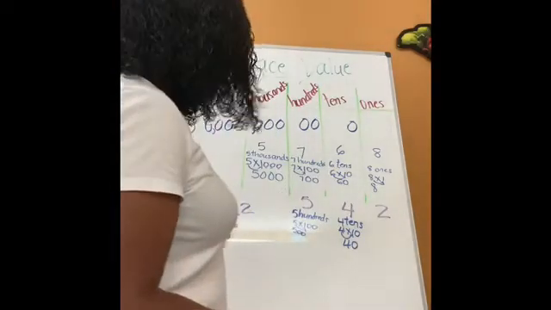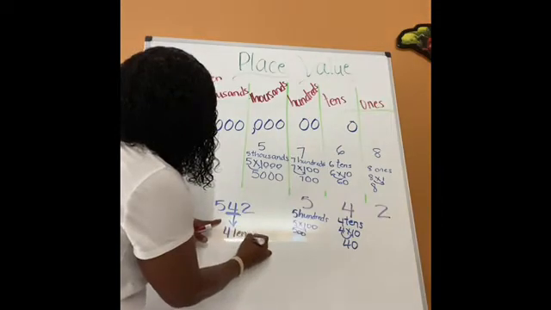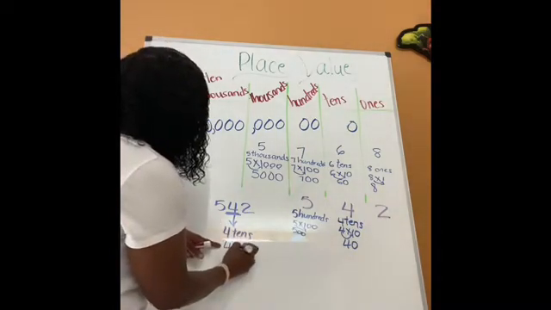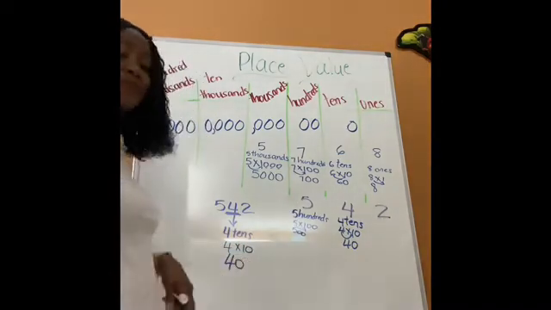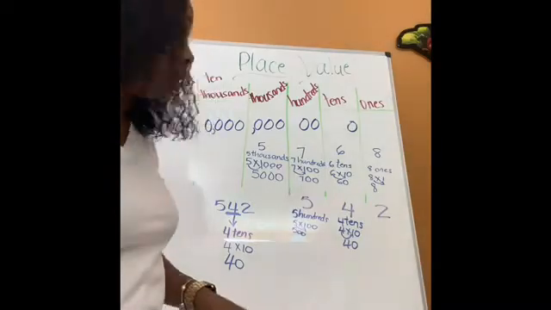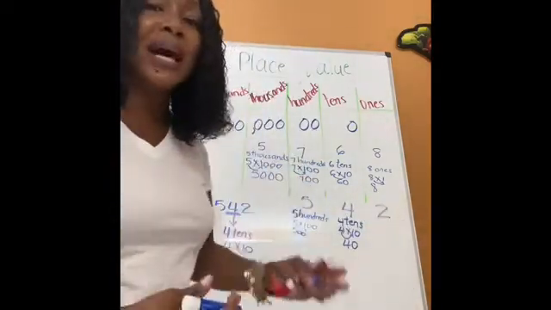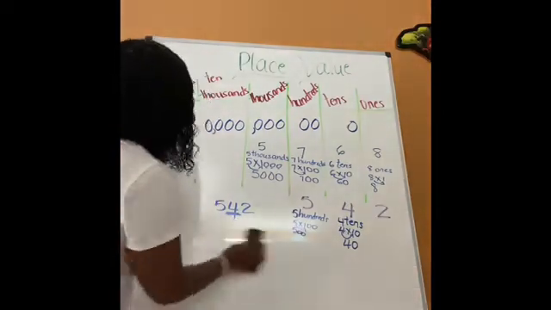So the value of this 4 would be 4 tens. The value of the 4 could be 4 times 10 or 40. That's all they need to know for that one. So we don't need to do the 5 and the 2 because they're only asking us about the value of the 4. Let's look at another one.